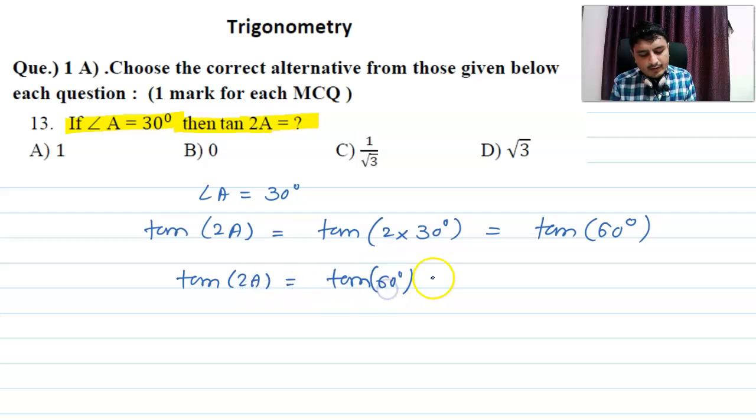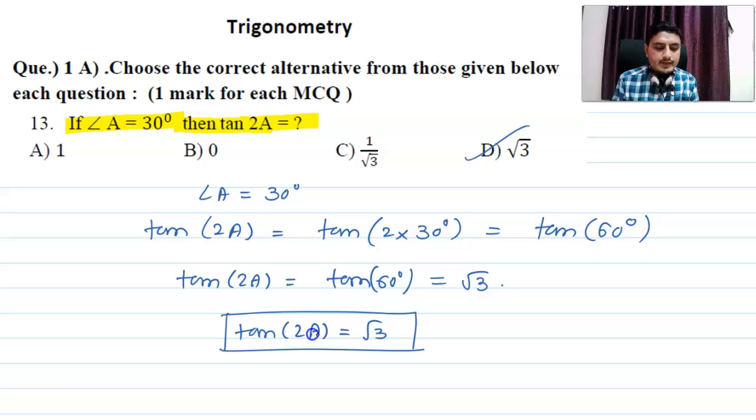Look at the trigonometric ratios of values at the given angles 0, 30, 45, 60 and 90. Among them, tan of 60 degrees is root 3. So the value of tan of 2A, among the given choices, choice D is the correct choice, that is root 3.